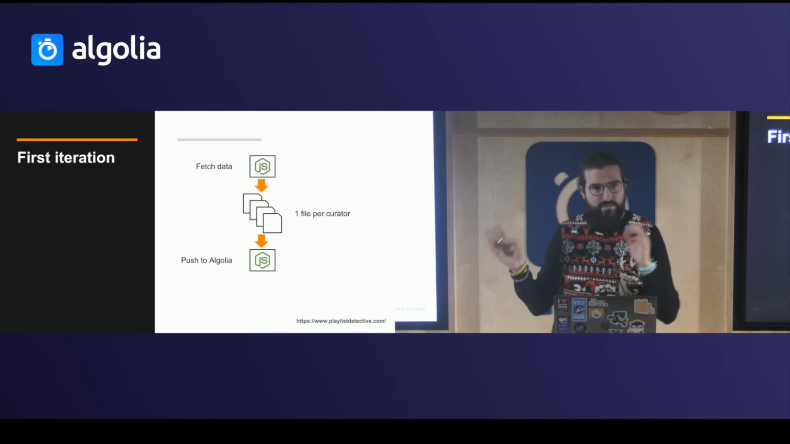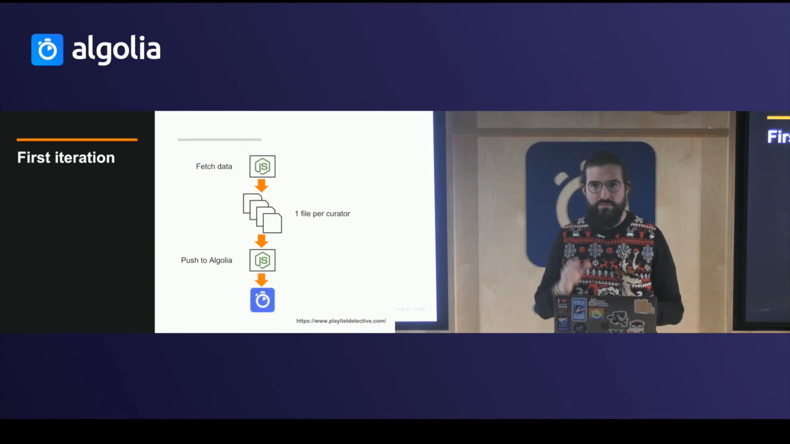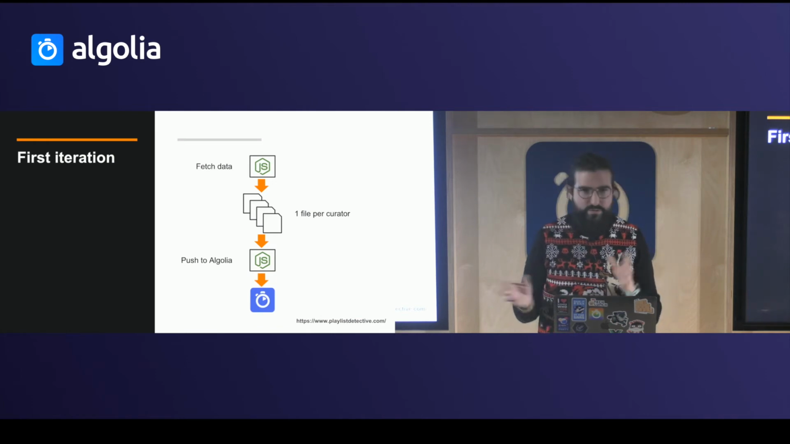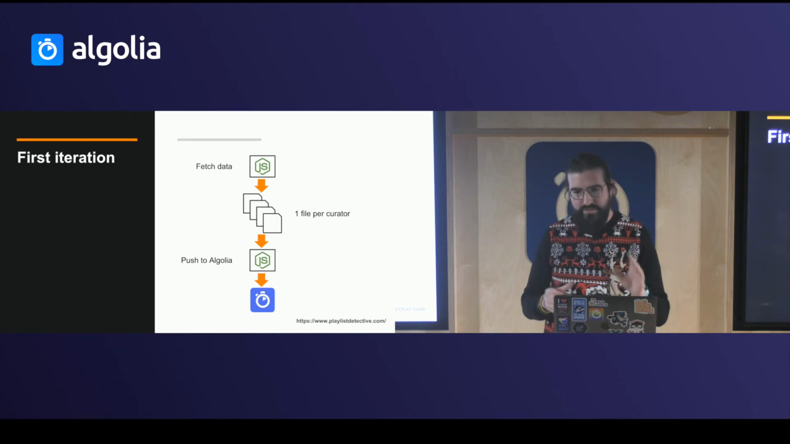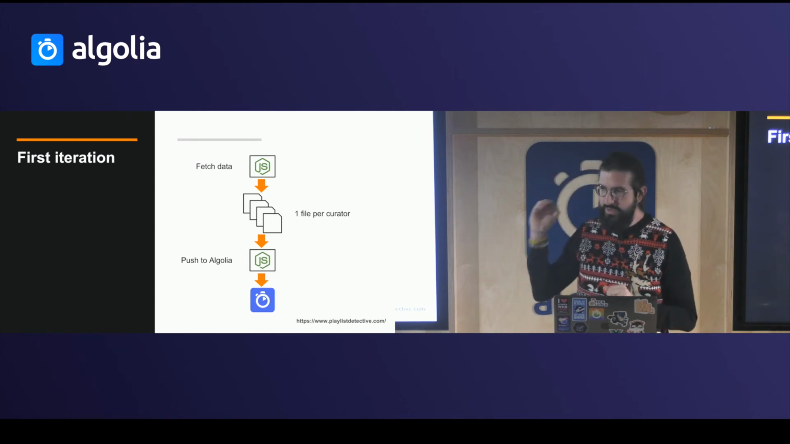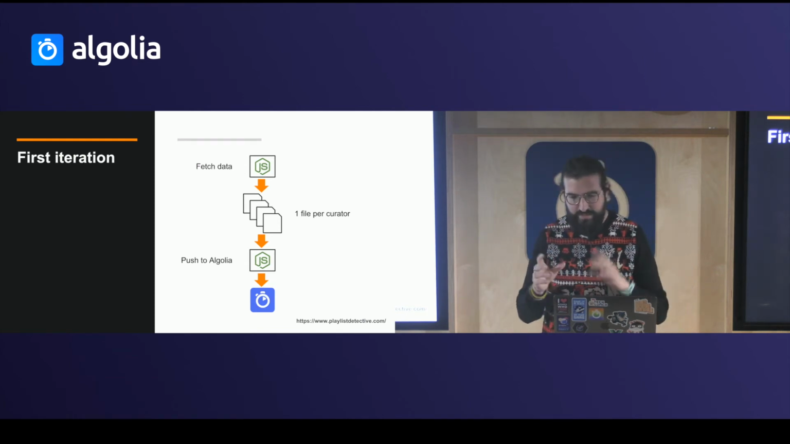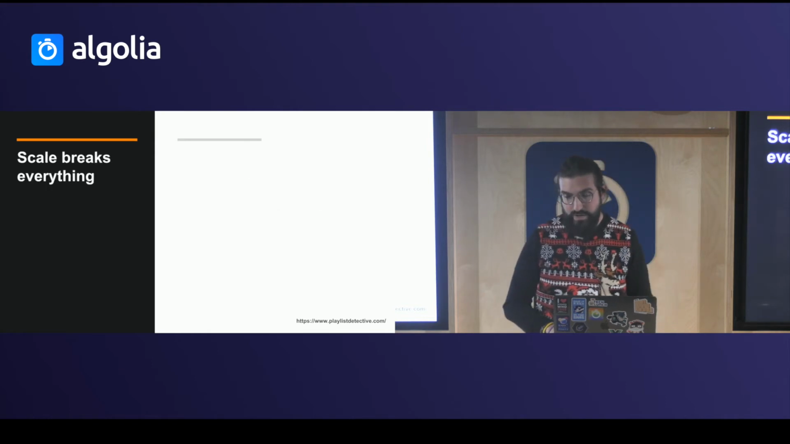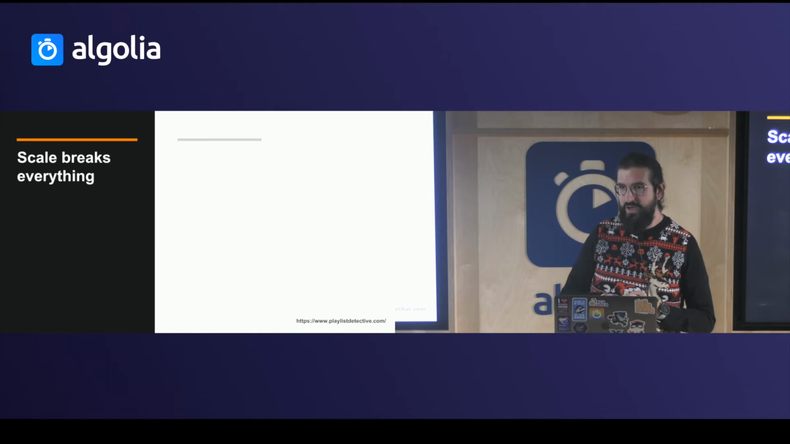Why do I split those in two? It's because if one part fails, or if you want to do tests or redo the indexing, you want to keep something in between. But it was really a sort of run-and-trash-everything kind of mentality at this point. So it's great when you have very few curators.